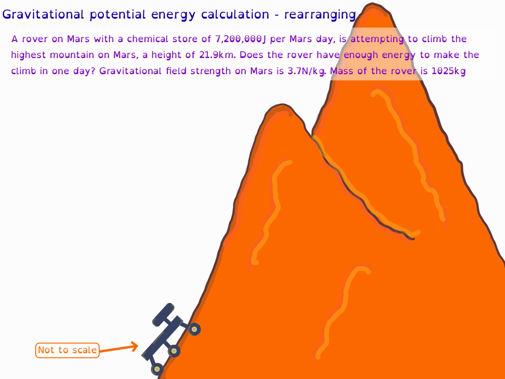A rover on Mars with a chemical store of 7,200,000 joules per Mars day is attempting to climb the highest mountain on Mars, a height of 21.9 kilometres. Does the rover have enough energy to make the climb in one day? The gravitational field strength on Mars is 3.7 newtons per kilogram, and the mass of the rover is 1,025 kilograms.